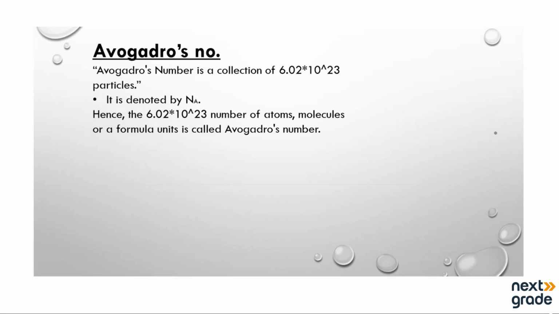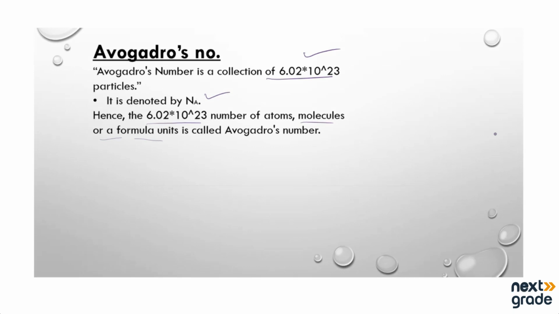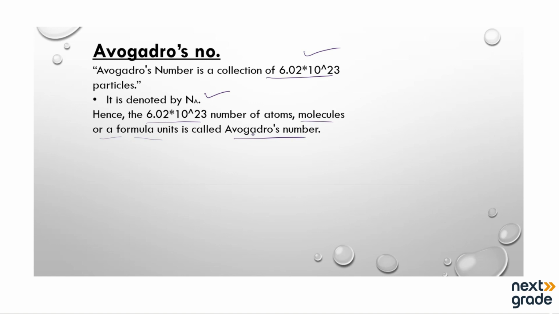Avogadro's number is the collection of 6.02 × 10^23 particles. This is the number of particles. It is denoted as Na, which stands for Avogadro's number. Hence, 6.02 × 10^23 atoms, molecules, or formula units is called Avogadro's number.